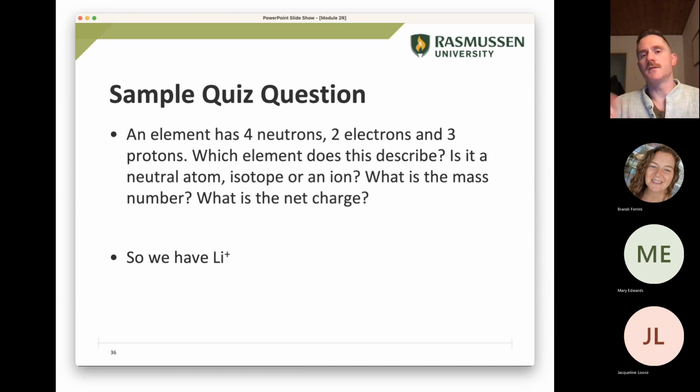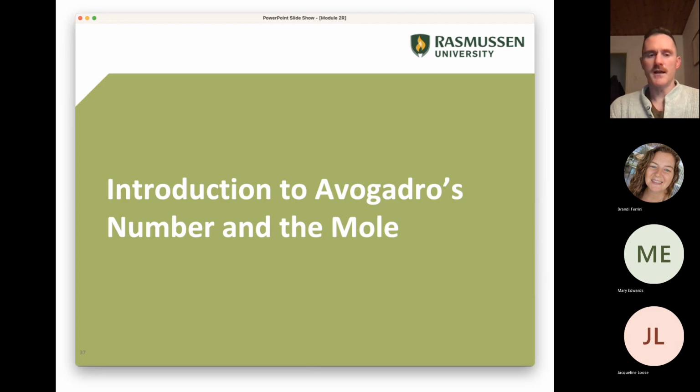If you had the number of protons, go to the periodic table, look it up, right? That tells you the element. And then start thinking about, okay, what's the number of protons plus the number of neutrons, looking at the mass, okay, is it an isotope? How many electrons are there in relation to the number of protons? Will it have a charge? It's how you do that. So let's move on to the math portion of module 2 now.